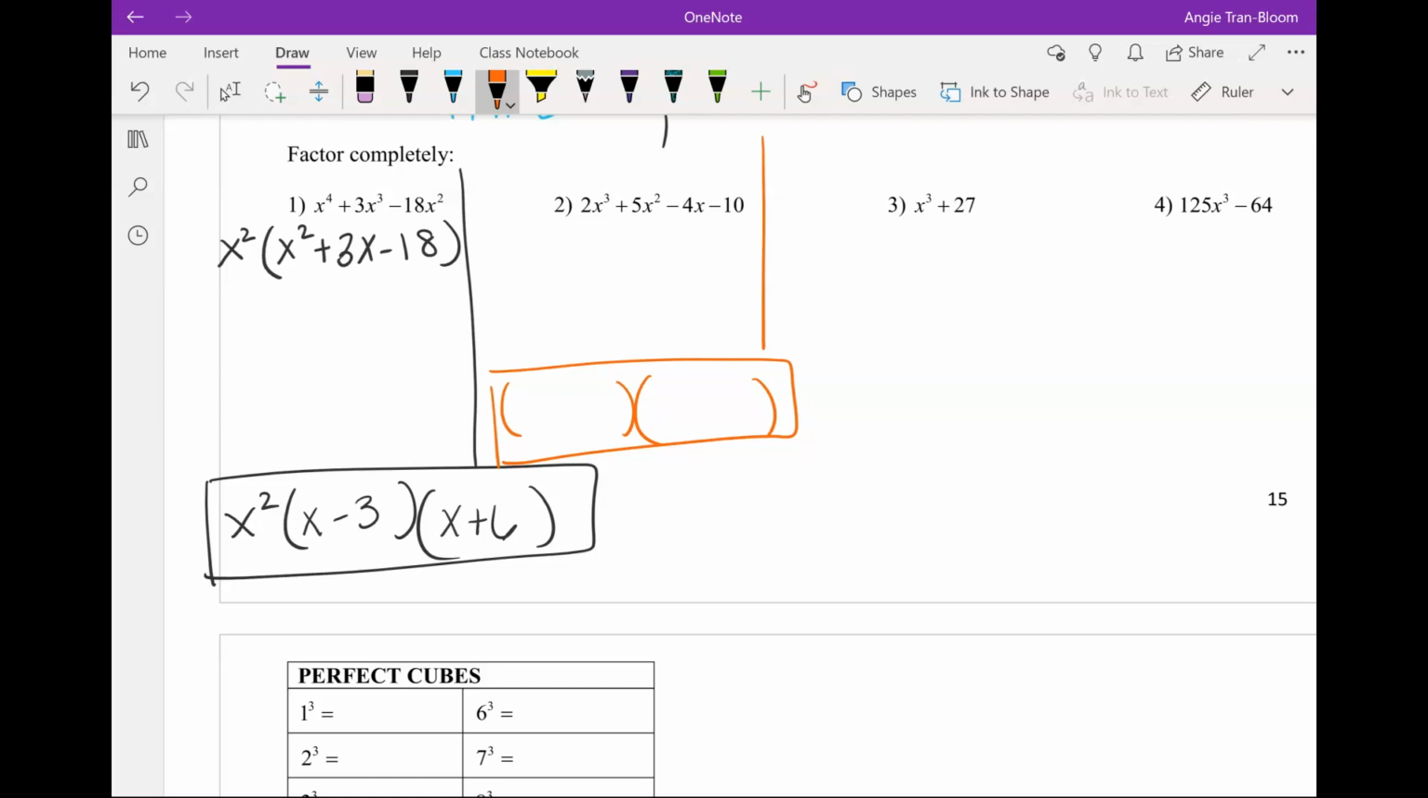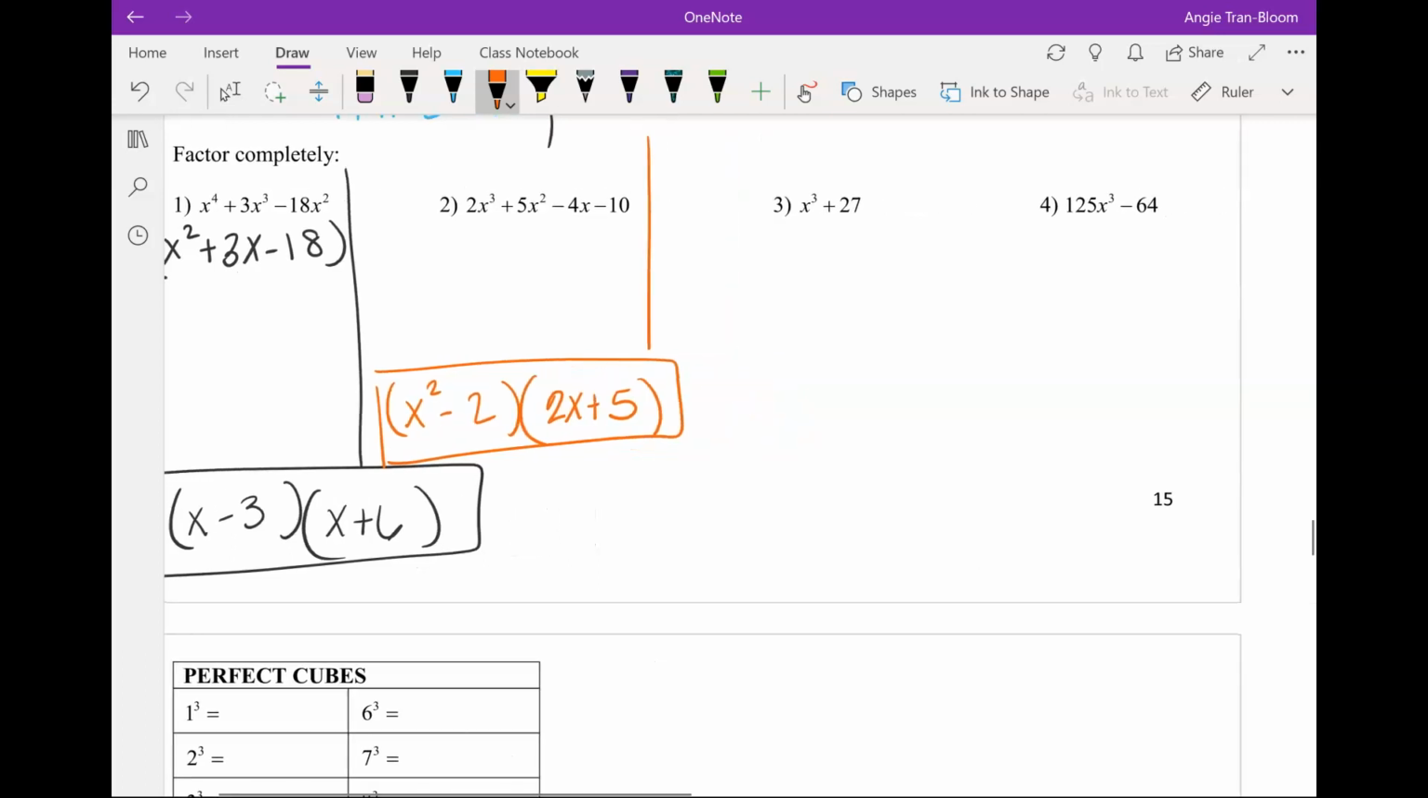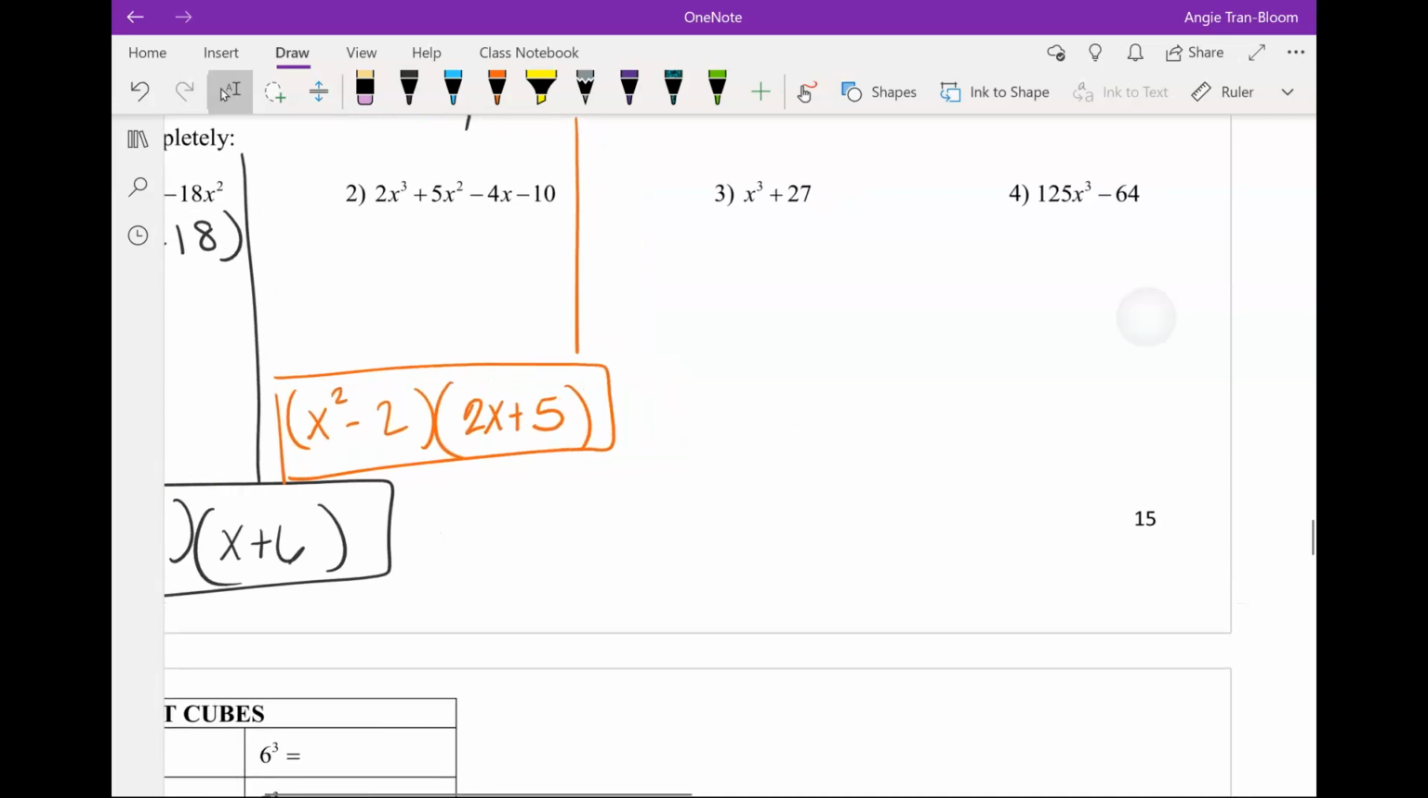Chris, ready? Yes. Final answer for 2? x squared minus 2 times 2x plus 5. Slowly: x squared minus what? 2 times 2x plus 5. Okay. Confirm? Deny? Confirmed. Now, guys, on 3 and 4, I will give you the first step here, and then I will let you complete it on your own. Okay. Shh. I would like for you to pay attention. I will let you help your friends soon.